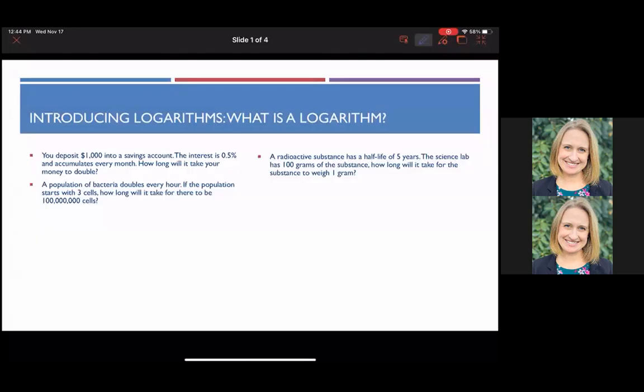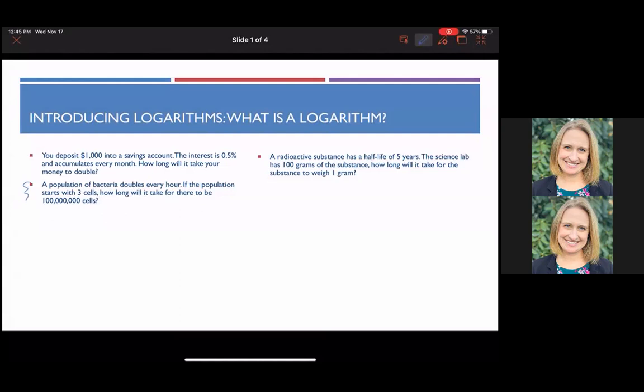I wanted to make a video of creating the equation and solving them for our exponential and logarithmic operations. So that way, just in case you needed to watch it again or weren't completely clear or maybe even missed class. So we're going to start with this one right here with the bacteria doubling every hour.